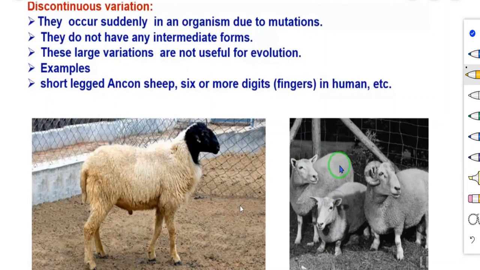So these are the large variations. Changes occur at the DNA level. Okay, so this is the discontinuous variation, but these discontinuous variations are not useful for evolution.